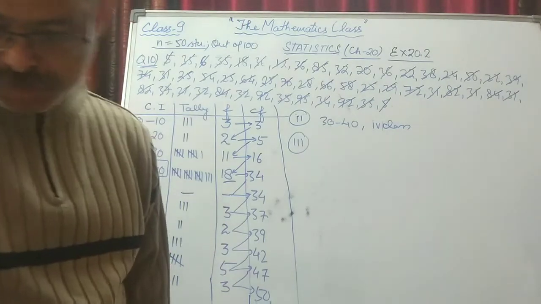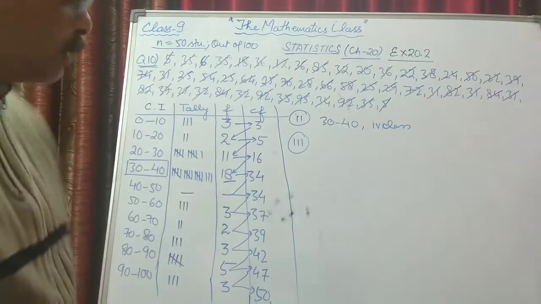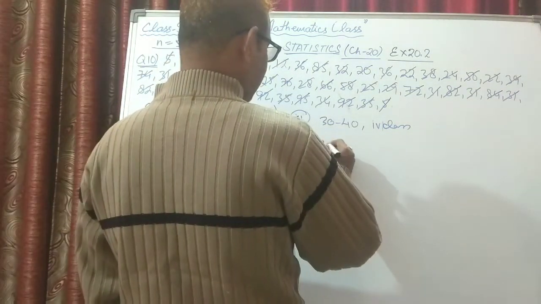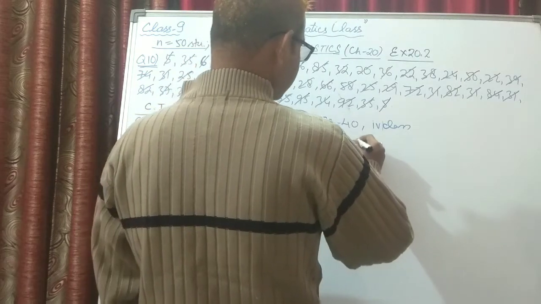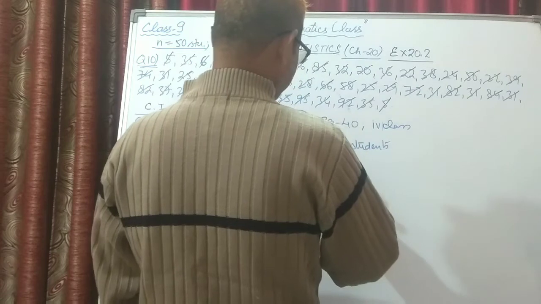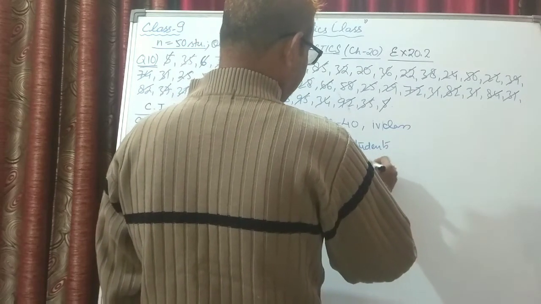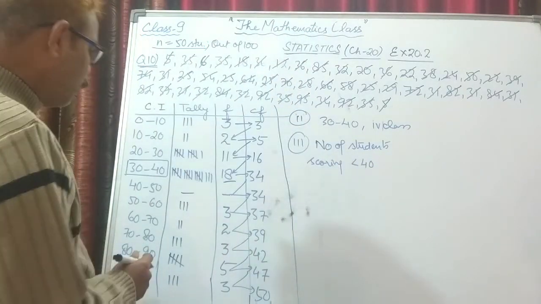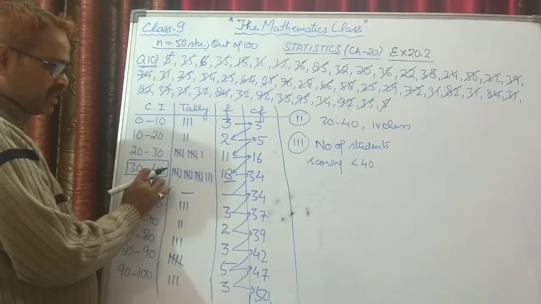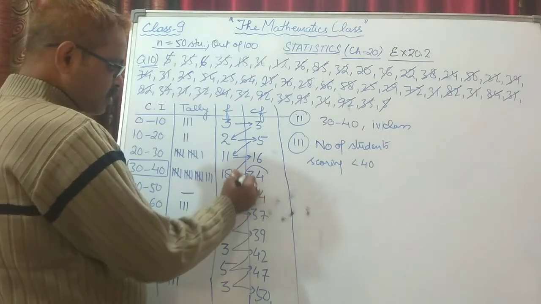Then we check out the question number three. How many students score less than 40 marks? The number of students scoring less than 40. Now less than 40 means all the students who are above this class interval, including this, are scoring less than 40, and the cumulative frequency for this is how much?